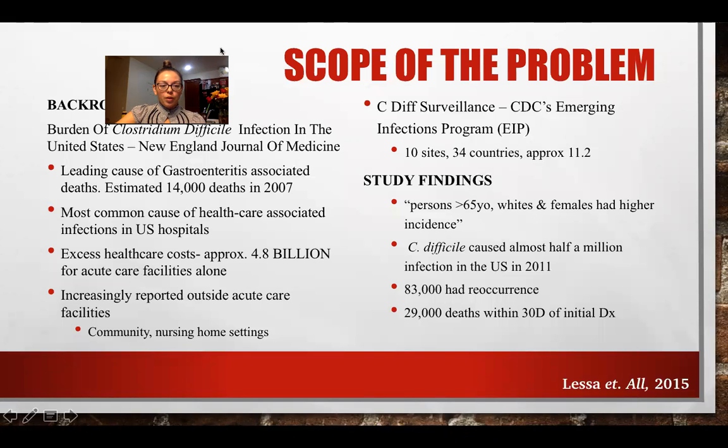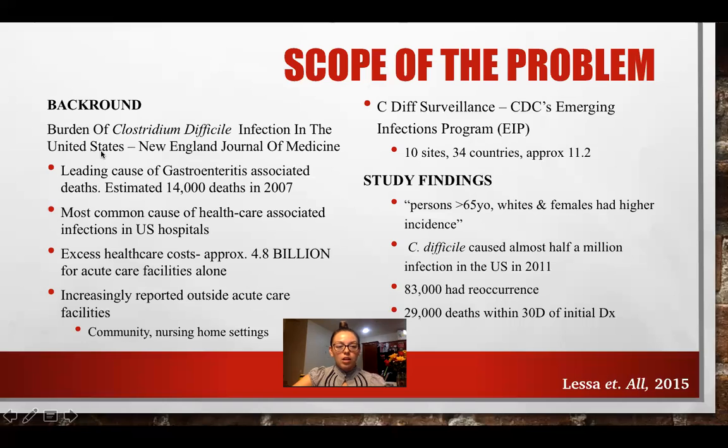So what is the scope of the problem? So I got this article that I found in the New England Journal of Medicine called The Burden of Clostridium difficile Infection in the United States. So like I mentioned earlier, it's the leading cause of gastroenteritis-associated deaths. This one estimates 14,000 deaths in 2007 alone just from C. diff. The most common cause of healthcare-associated infections in U.S. hospitals is C. diff. Excess healthcare costs, approximately $4.8 billion. So from 2003 to 2007, it increased quite a bit. Now it's 4.8 billion in 2007. For acute care facilities alone, this doesn't include long-term care.